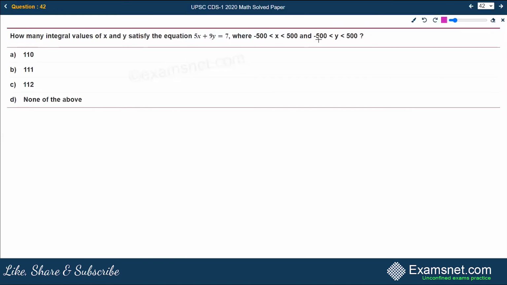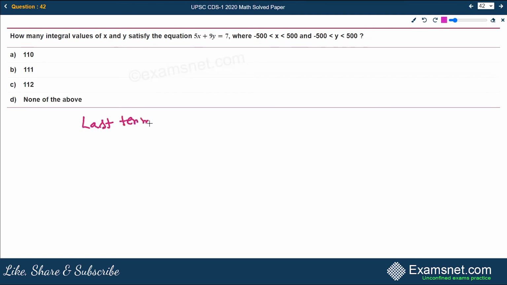In question number 42, we are given: how many integral values of x and y satisfy the equation 5x plus 9y equals 7, where x lies between minus 500 to 500 and also y lies between minus 500 to 500. First of all, let's discuss the concept of AP. Okay, how to find the last term?